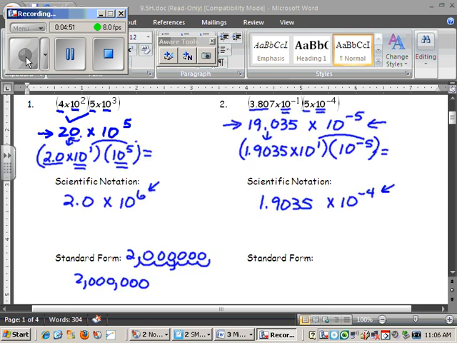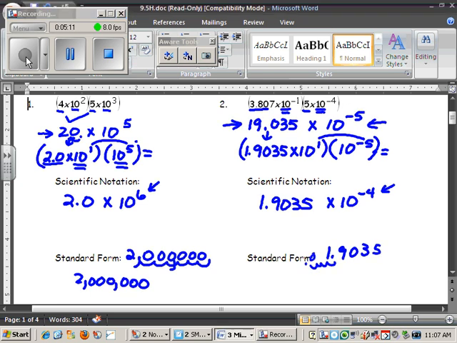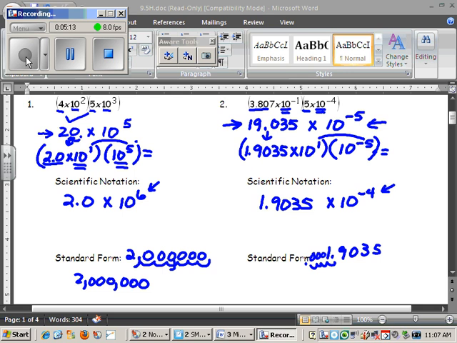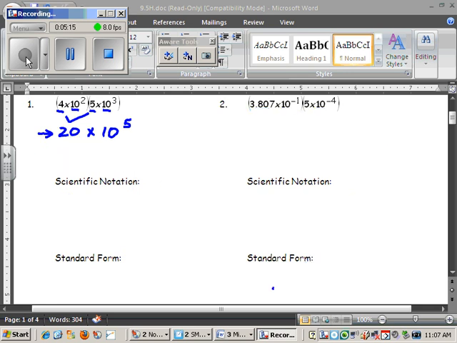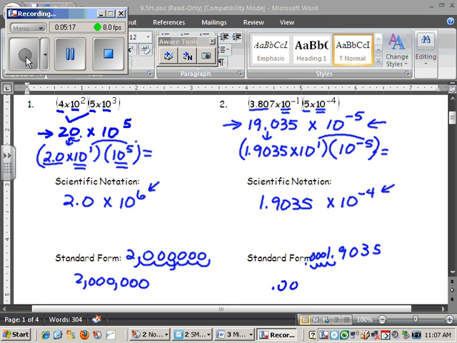This time our exponent is negative, which tells us in standard form the original number is between 0 and 1. So to create the number that's between 0 and 1, we want to move the decimal point to the left 4 spaces. So we would move it 1, 2, 3, 4, filling our blanks in with zeros. So in standard form, our number is 0.0001935.